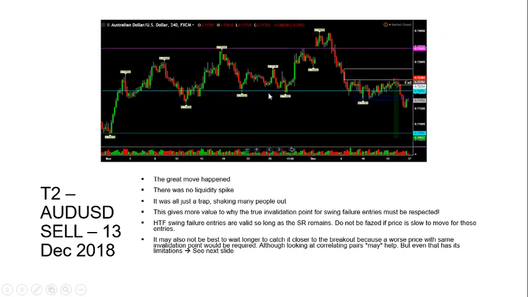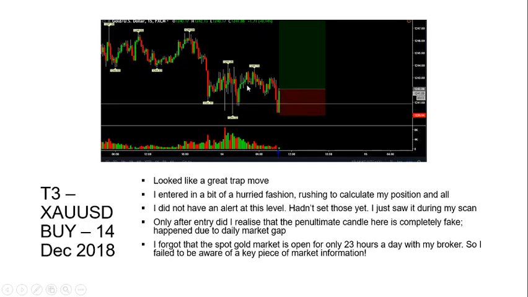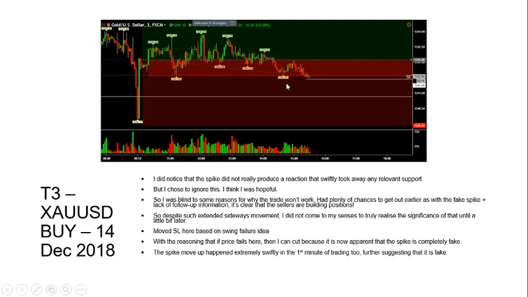So let's just see. Neither did it actually reach a relevant support on the scale of the swing failure idea, right? On the scale of the swing failure idea over here, which is the 15 minutes, it's already reached a pretty key area of resistance. So for that reason, it didn't really take away any relevant resistance in this case, but I chose to ignore this. I think I was a little bit hopeful, but if I had not chosen to ignore this, it's pretty clear that, with the fake spike and the lack of follow-up of really breaking this area, it's clear that the sellers are building positions.